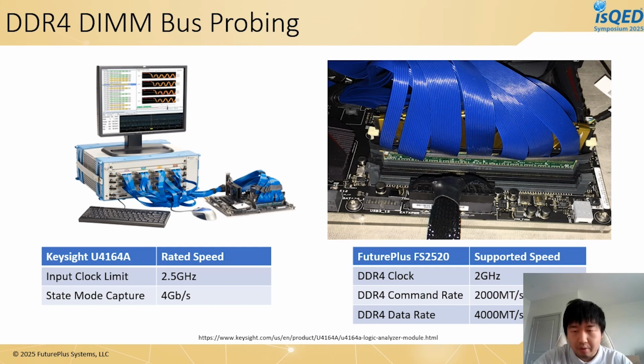But again, it is supported. Since this is double data rate memory, the data transfer rate is twice the frequency of the clock, and the command and address bus of DDR4 is single data rate, so it's only half as fast.